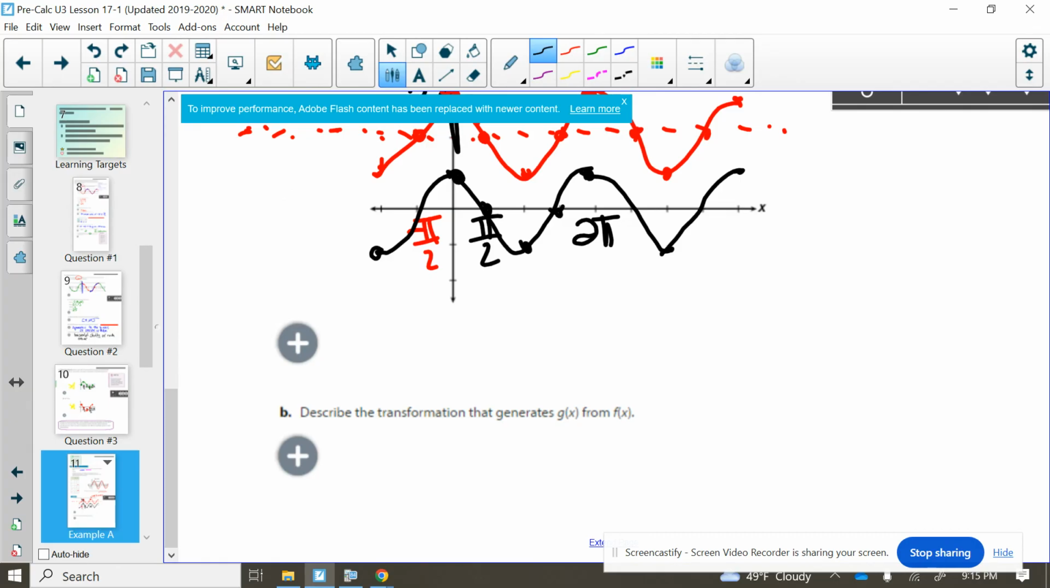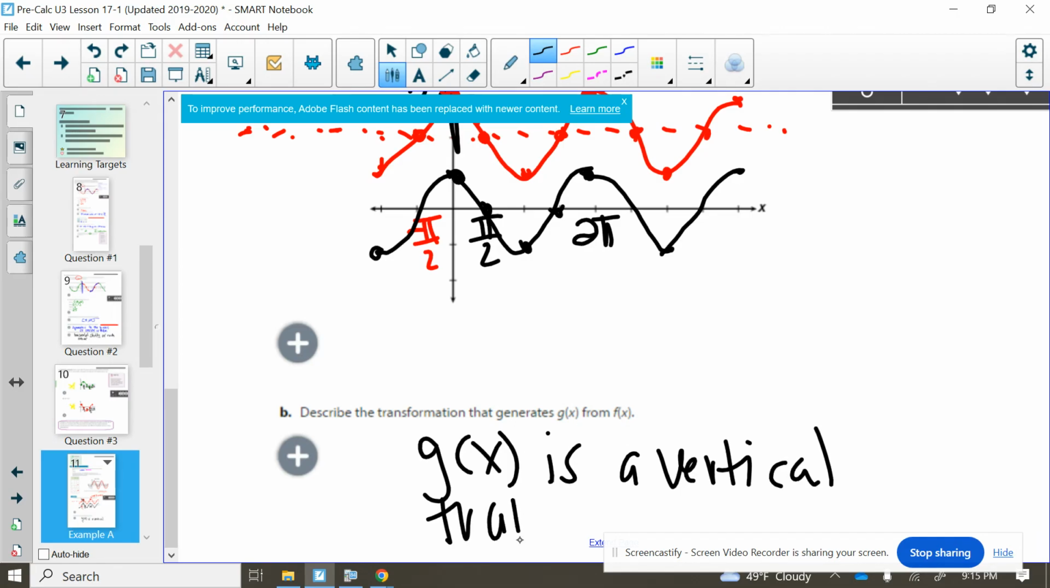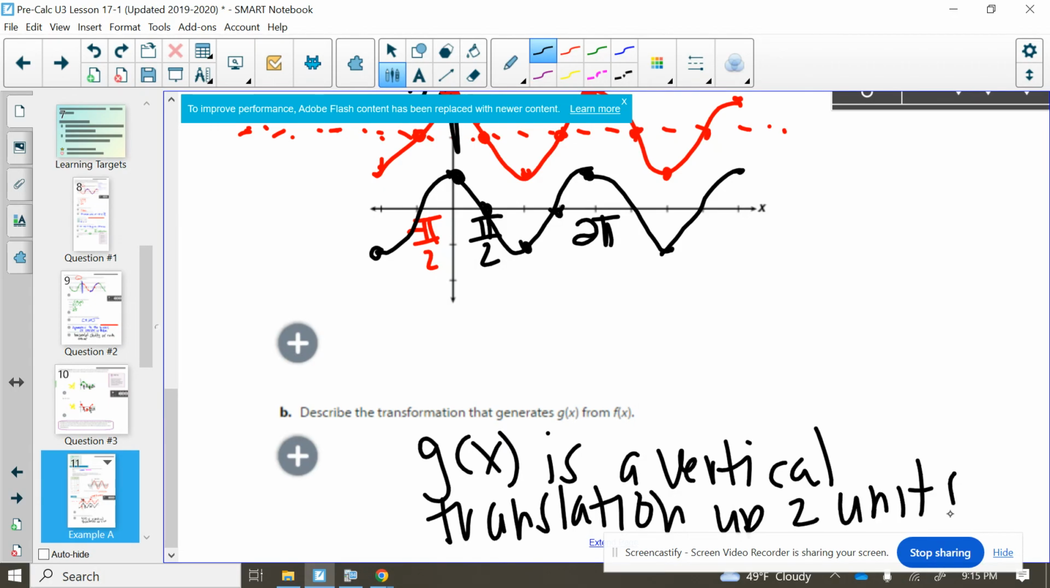And again, the description that we would say g of x is a vertical translation up 2 units.